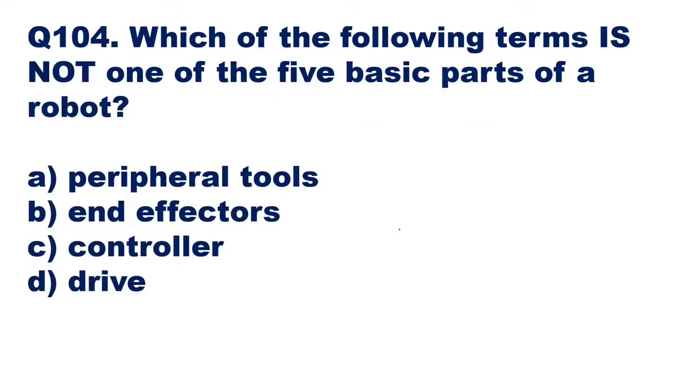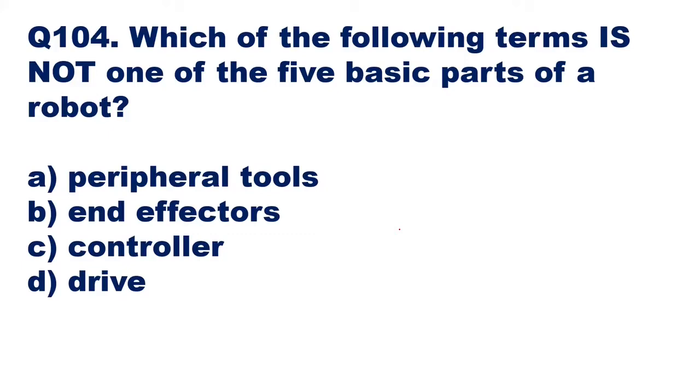Next, we'll go to the next question, 104. Which of the following terms is not one of the 5 basic parts of a robot? Now, if you see the basic parts of a robot, then you can understand which of these options is not there in that basic part. The options given are peripheral tools, end effectors, controllers, and drive.